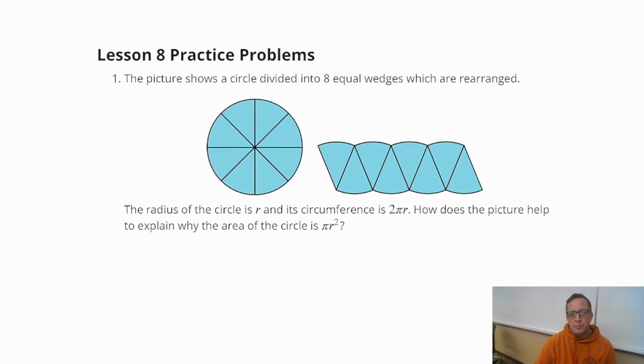Starting with lesson 8 practice problems. Number 1, the picture shows a circle divided into 8 equal wedges, which are rearranged. So the radius of the circle is r, and the circumference is 2 pi r. That's another way to say pi times diameter, because 2 radii is equal to diameter. So how does the picture help to explain why the area of the circle is pi r squared?